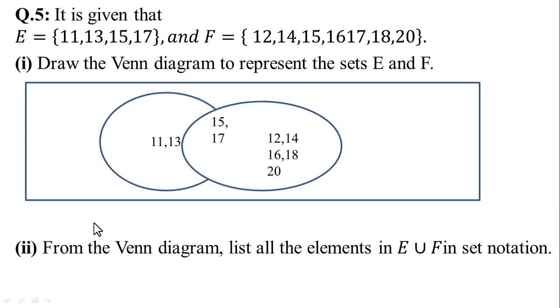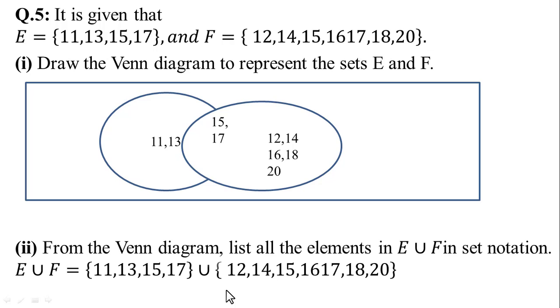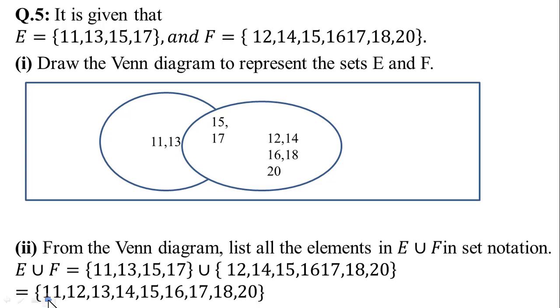Now in the second part, from the Venn diagram, list all the elements of E union F. First of all, write E union F. First of all, the elements of E, that is 11, 13, 15 and 17, union the elements of F, 12, 14, 15, 16, 17, 18 and 20. In a union, we take all elements, so the union answer is 11, 12, 13, 14, 15, 16, 17, 18 and 20.